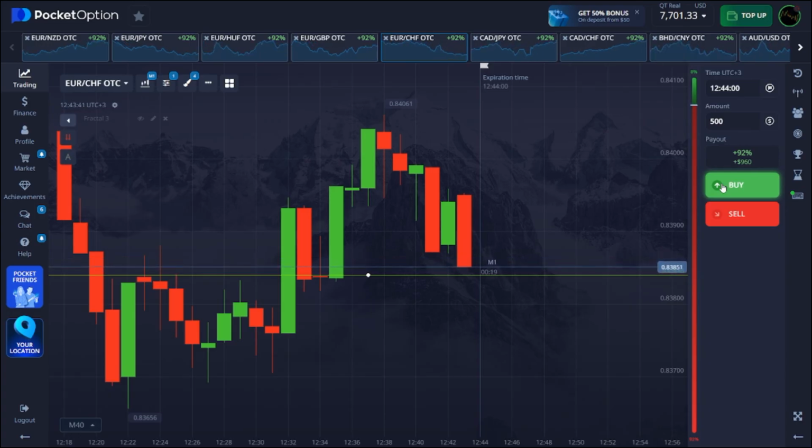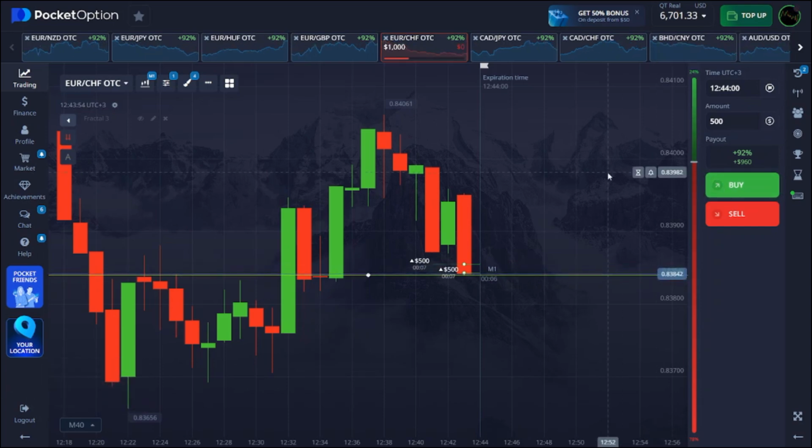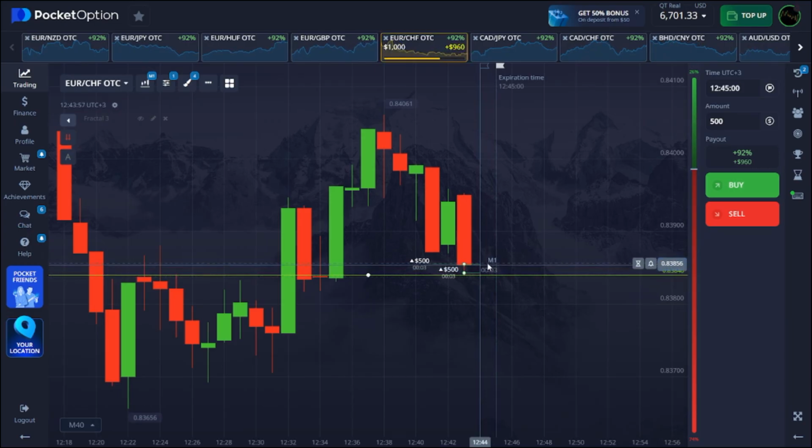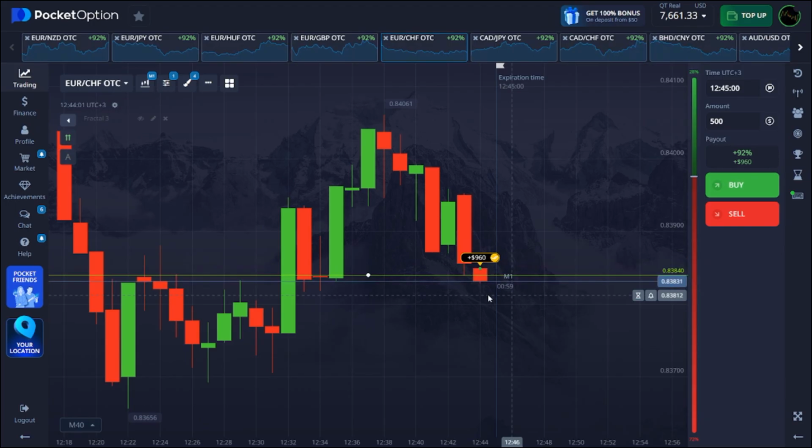Okay, let's wait. Oh, okay, I entered the trade a bit late. I'll take another trade right here. So my second entry is perfect, but the first entry was delayed, and so we won our second trade and lost our first trade.